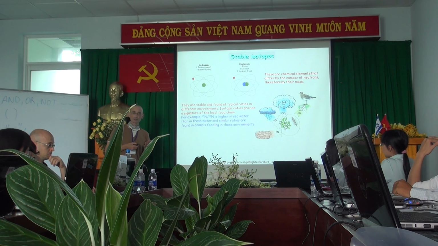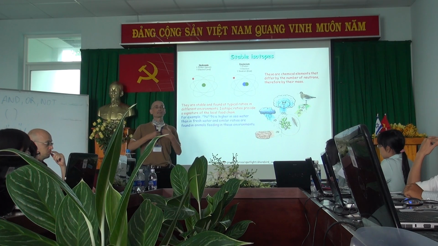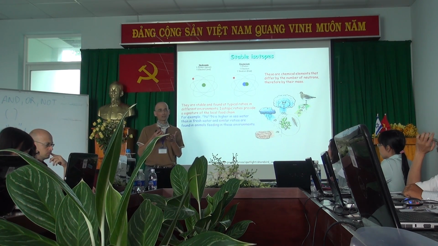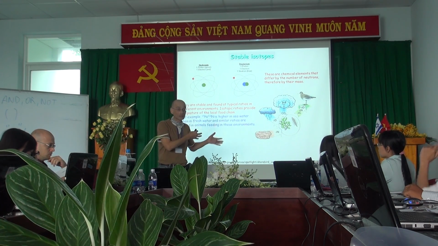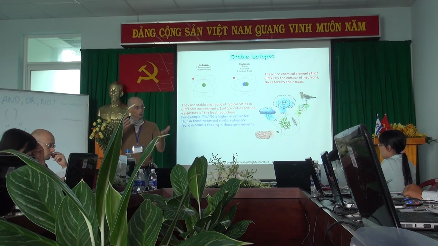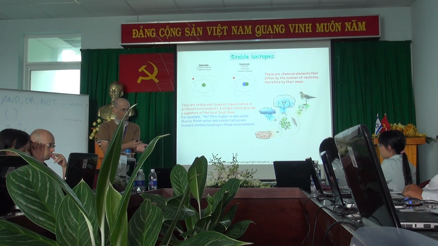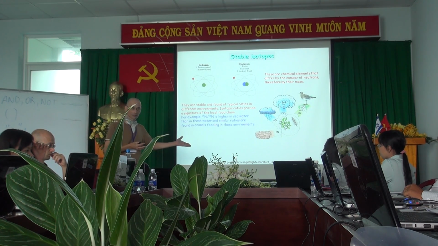For instance, if you're looking at stable isotopes of nitrogen, N15 is the stable isotope of nitrogen, as is N14. The ratio of N15 to N14 in proteins is different in marine life than it is in terrestrial life.